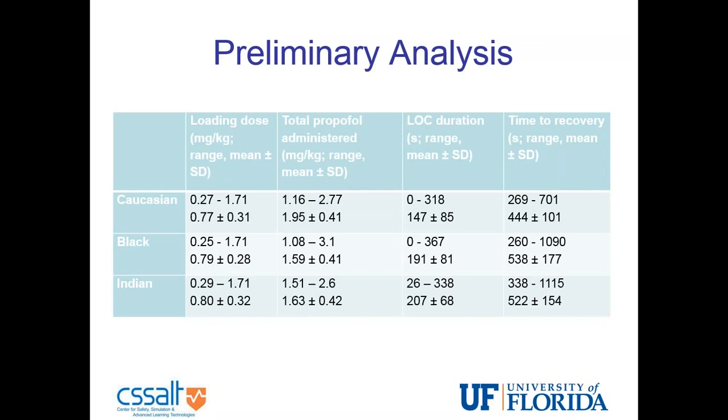But because they had given so much, I'm sort of getting ahead of myself. The duration of loss of consciousness, where the concentration in the effect site compartment was above the loss of consciousness level, was significantly higher at 207 seconds compared to 147 seconds for the Indian versus the Caucasian, and it was the case too for the Black patient. Also interestingly, the time to recovery was significantly longer, even though the Indian received less propofol. Once the endoscope came out, the time to the Indian recovering consciousness, based on the pharmacokinetic and dynamic model, was significantly longer at 522 seconds compared to 444 for the Caucasian, and it was also significant for the Black patient.